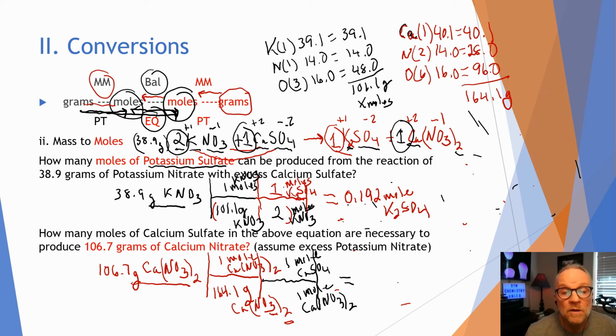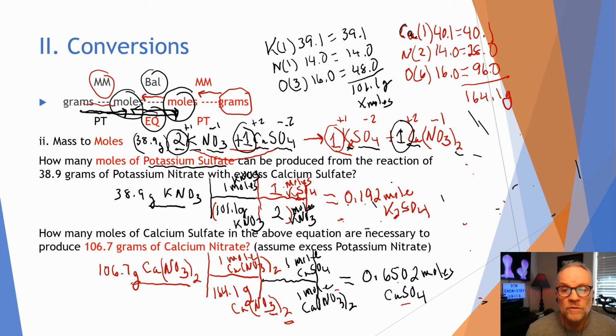Alrighty. So now we just multiply across the top, 106.7 times 1 times 1, divided by 164.1 times 1. And if you do that, we'll do this in black because that's the reactant, you get 0.6502 moles of calcium sulfate. Okay, very good. And so in the next slide, we'll do problems that are moles to mass types of problems.